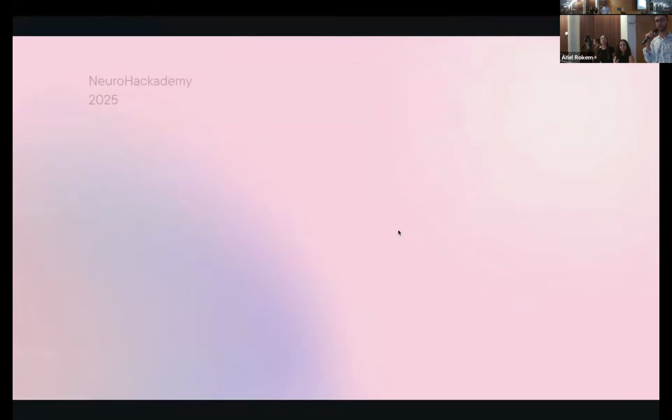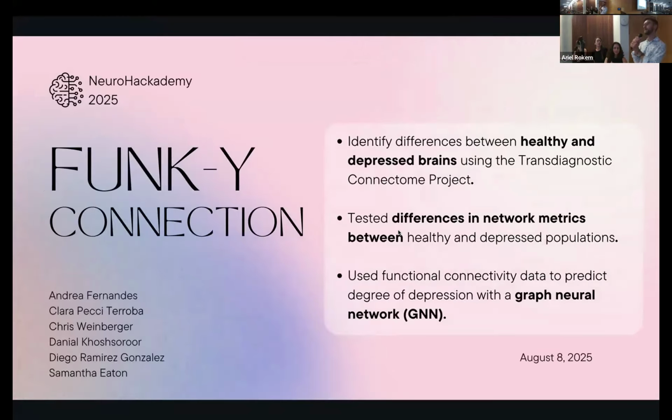And basically the objective of our project was to identify differences between healthy and depressed brains, and then to test differences in those network metrics between those brains, and then also to use the functional connectivity data of both populations to see if we can predict the level of depression using a graph neural network. And just one note, Daniel's not able to be here today because it's like 3 a.m. in India, but he did contribute quite a bit as well.